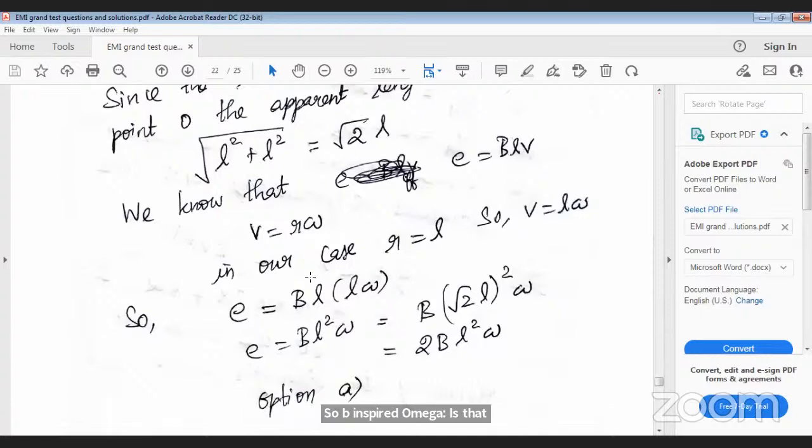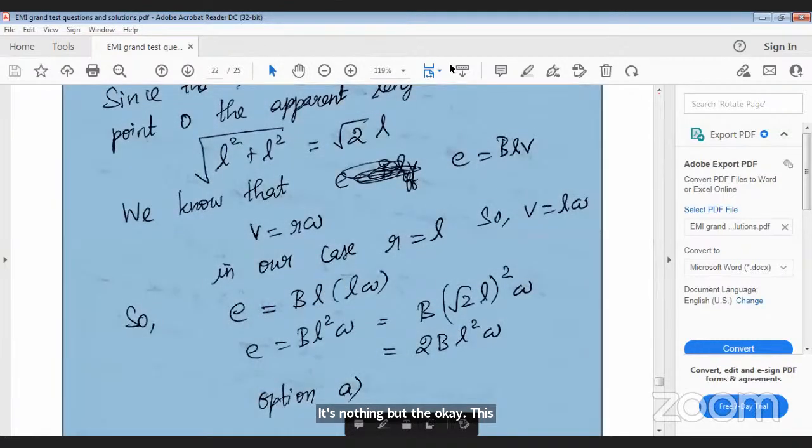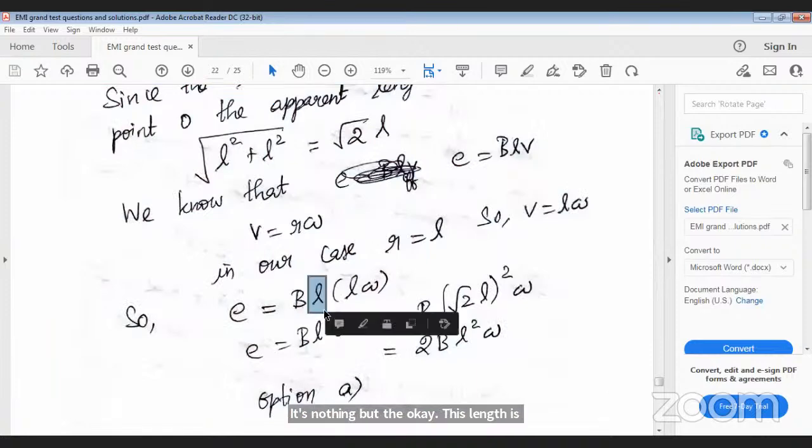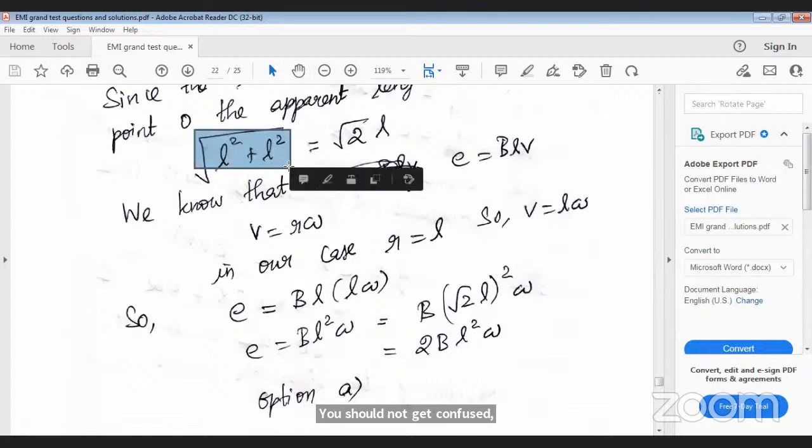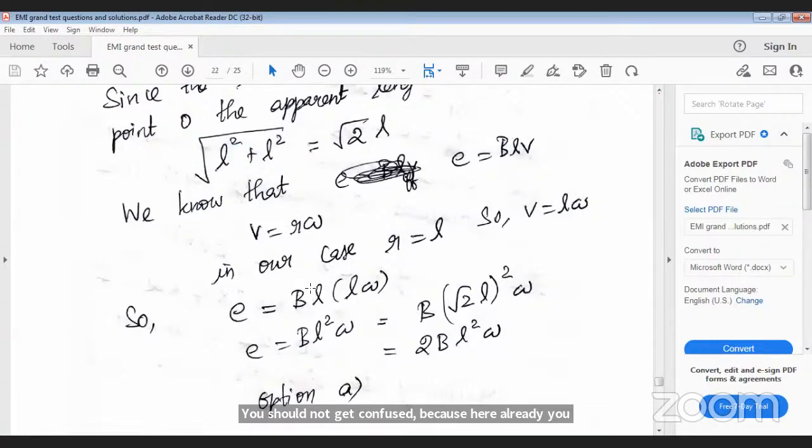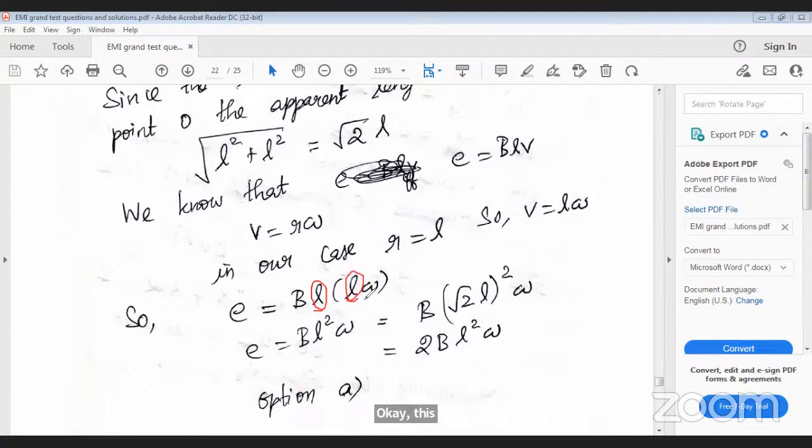Actually, you should not get confused. This length is nothing but the apparent length. On seeing the L, you should not get confused, because here already you are having a root of L squared plus L squared. Here also you are having L, but this L is different. This L is nothing but the apparent length. So you can mention here this L and this L is nothing but the apparent length.